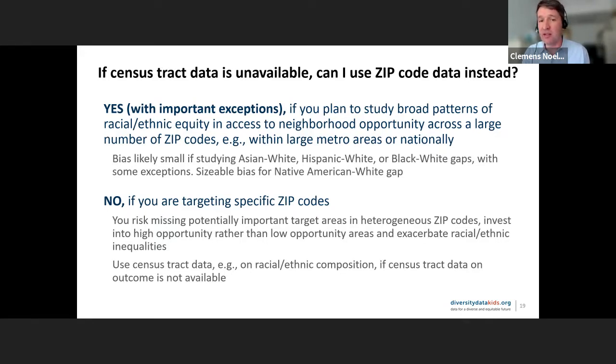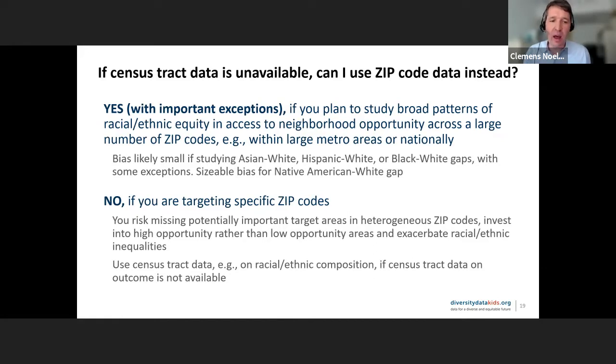There's a sizable bias, though, for the Native American white gap. So for this group, it doesn't work. So broader patterns work, at least to us, surprisingly well, unless you're, of course, trying to draw inferences about specific zip codes. If you are targeting specific zip codes for a place-based intervention, for example, then this doesn't work. You risk missing potentially important target areas in heterogeneous zip codes.